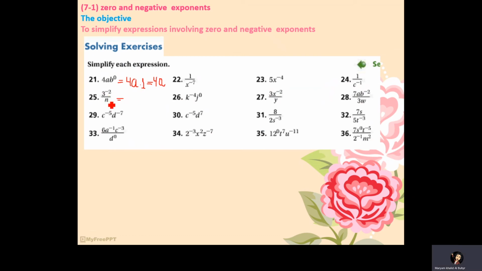Here I will keep this. This has already a positive power. I will move this 3 down to make it a positive power. So that is 1 over 3 to the power 2n. I will simplify it more, because I know what 3 to the power 2 is. This one I don't know, because it's 3 to the power negative 2. I don't have negative powers before. So that is 1 over 9n.